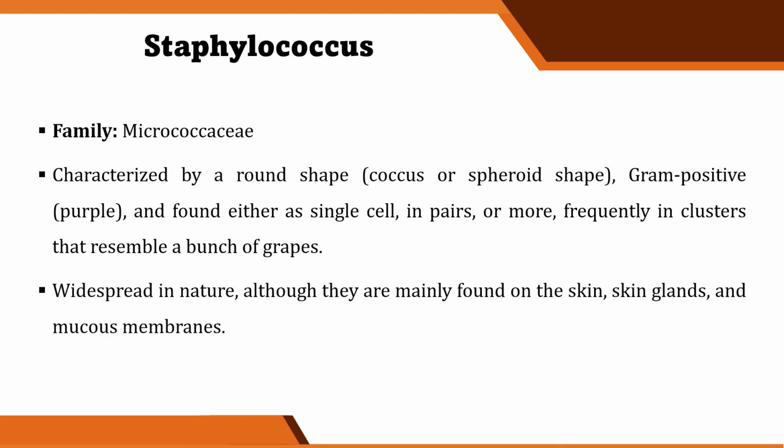Okay. So to start, what is Staphylococcus? Staphylococcus is under the family Micrococcaceae. They are characterized by a round shape, so coccus or cocci in shape, gram-positive, and found either as single cells, in pairs, or more frequently in clusters that resemble a bunch of grapes. They are widespread in nature, although they are mainly found on the skin, glands, and mucous membranes. So they are part of our normal flora.